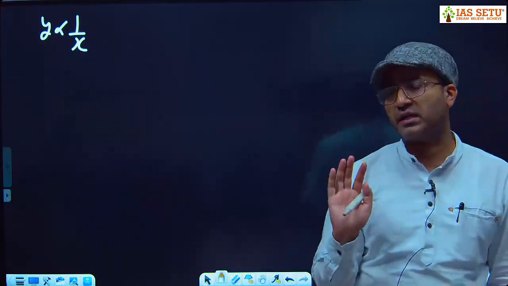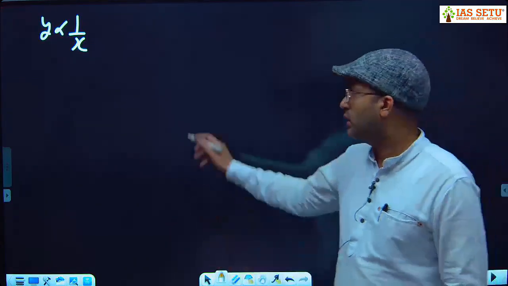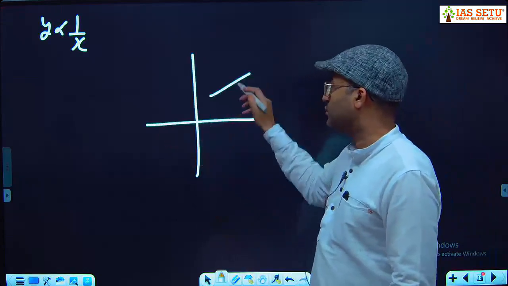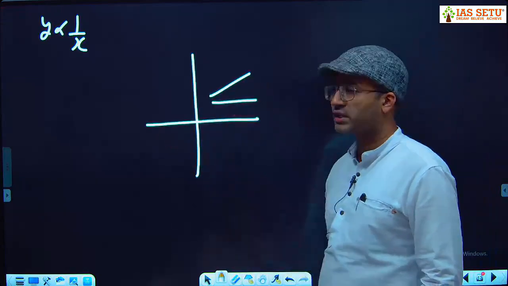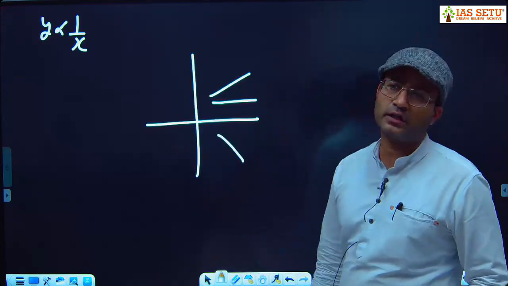आप एक चीज ध्यान रखना, straight line graph is a directly proportional. बस. If this is the straight line, then also directly proportional. If this is the straight line, then also directly proportional. Any straight line graph is directly proportional.